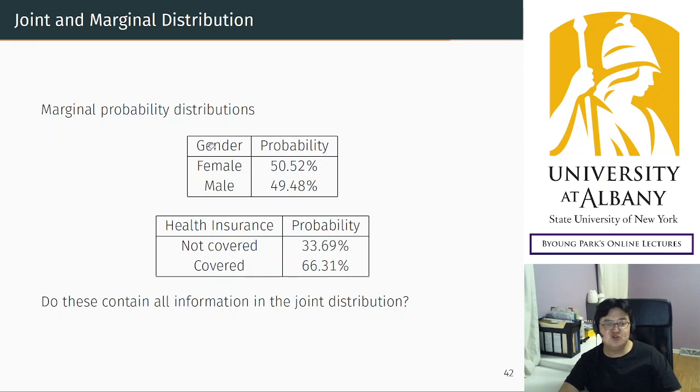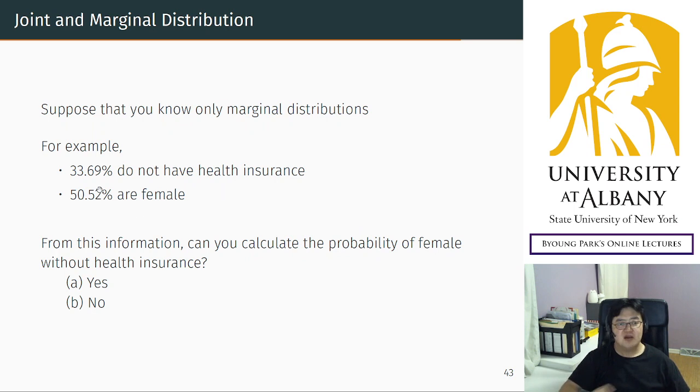So you may think those two marginal distributions are a complete summary of the data, at least for these two variables, but actually they are not. The marginal distributions do not contain the full information that is in the joint distribution. Let me show you why they are not the same. So suppose that you know those marginal distributions. So you know 33% do not have insurance and 50% are female. From these two probabilities, can you calculate the probability of female not having health insurance? Think about this. Can you calculate this?